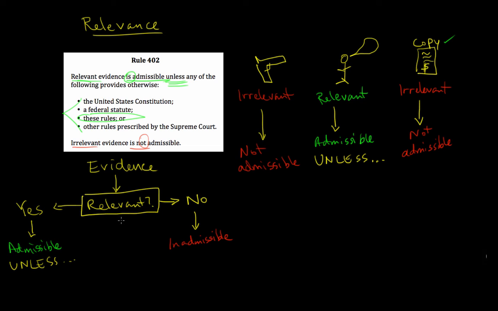So let's review. Relevance is the initial gateway that all evidence has to pass through. It must pass through it to be admissible. Evidence is never admissible if it's not relevant. But if a piece of evidence is relevant, then it is admissible unless some other law prohibits admissibility. So if a piece of evidence is relevant, we will presume that it's admissible until we find some other rule that makes it inadmissible.